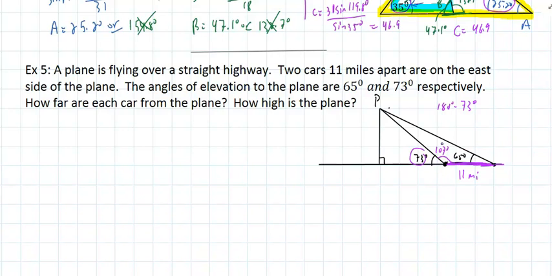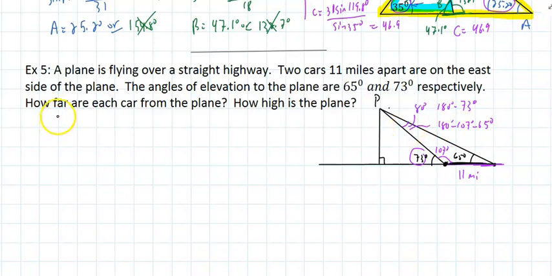Okay, and now what? I need the hypotenuse, sure. And what would that be right there? Wouldn't this be 180 minus 107 minus 65? That would be 8 degrees.